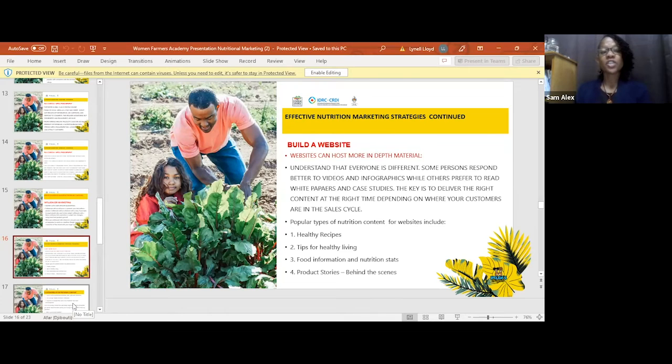Then there's food information and nutrition statistics, which some people are big on. They want to know the latest studies. They want to know what's on PubMed. They want to see the research papers. A website is a good place to put it.